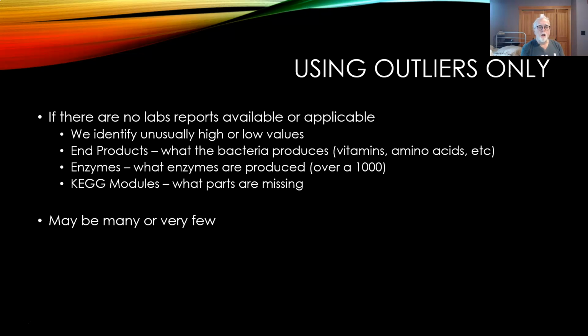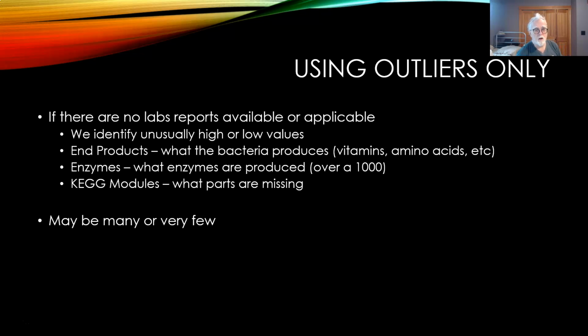And the purpose of this is, if no labs are available, remember, so far we've been working out a bunch of external lab reports and trying to pick bacteria based on those labs. Suppose we have no lab reports at all, and we want to try to identify things which are high or low, and this is what I'm going to take a look at in terms of three things: high and low according to what products they produce, what enzyme they produce, and which parts of the KEGG molecules are missing.